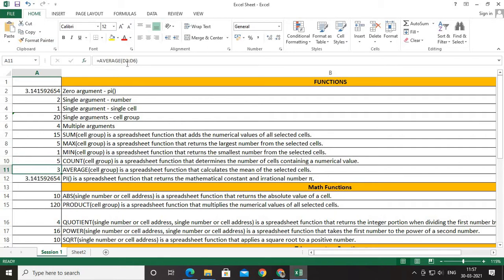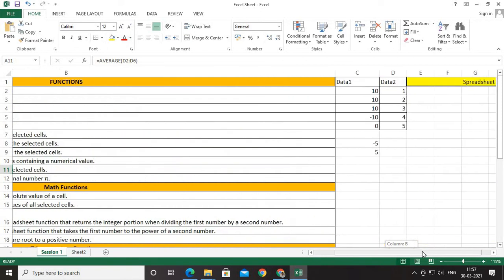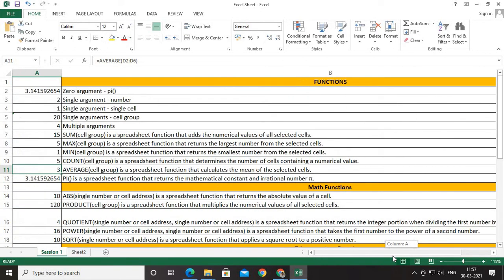Now the next one is average. I need to get an average of the figures from D2 to D6. So what is the average? I can now check it out. What was the sum? The sum was 15. How many numbers were there? 5. So 15 by 5, 3 is the average.